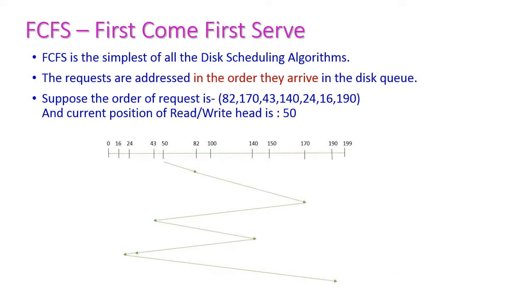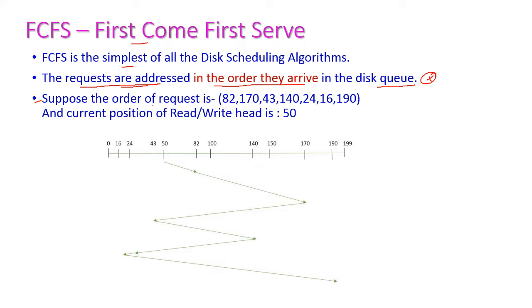First come first serve disk scheduling algorithm. This is the simplest and most straightforward disk scheduling algorithm. Here the requests are addressed in the order they arrive in the disk queue. That is, the request which comes first will be served first. Okay, let us see one example for this.